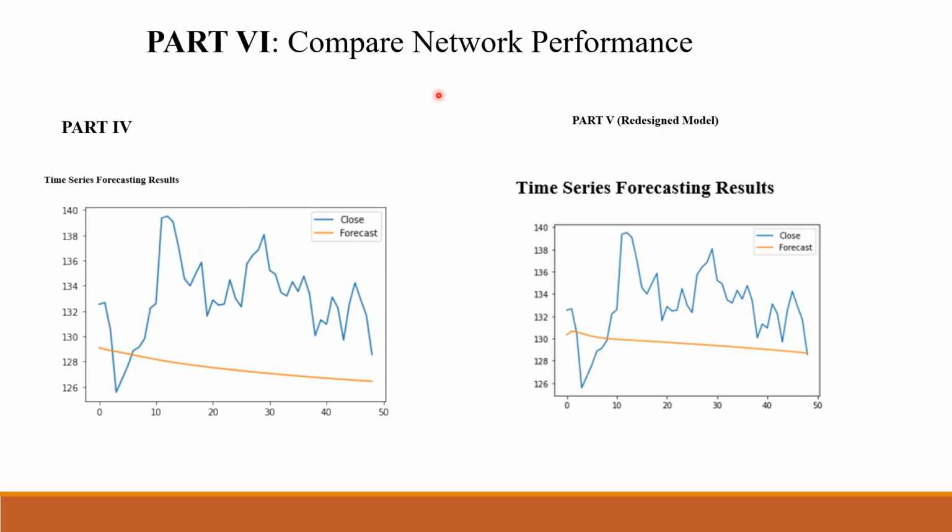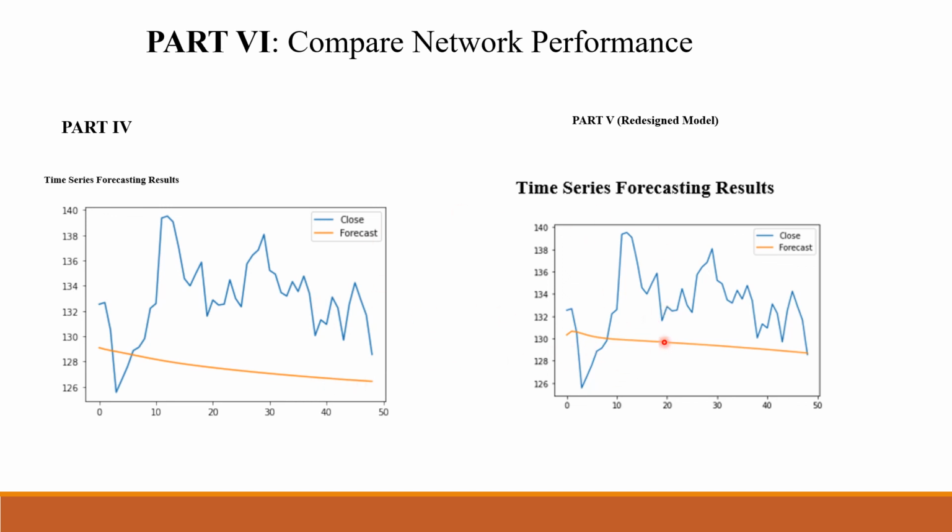Yeah, I did a comparison of the time series forecasting results. I already spoke about the interpretation of the results, but now we're just comparing. So this one is for the redesigned model. This one is part one. The blue lines, as we note, are the closed values. The forecasted lines are the ones in orange. So we can see a slight improvement for sure, but the model is still not considered accurate.